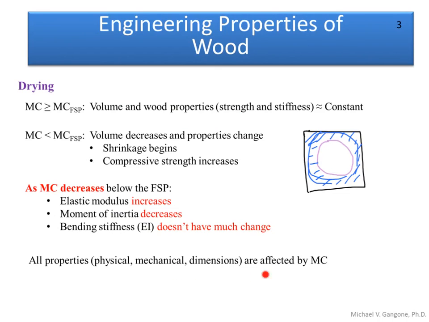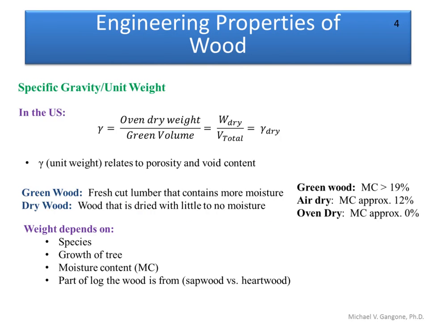So again, all properties of wood, physical, mechanical, and dimensional, are affected by moisture content. That's why it's one of the more important properties. The next one here is specific gravity of wood. In the United States, the way we calculate specific gravity is to use the oven dry weight, and not the total weight or the wet weight of the wood. So specific gravity is calculated as the oven dry weight divided by the volume of the wood, which we call green volume, and that's basically the same thing as saying the dry unit weight. Either one, but that's just the way we calculate it here in the U.S.